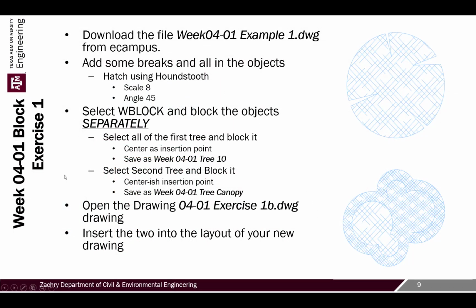So once again, here's what we're going to do in our first exercise. First, we're going to download our first drawing and open it up, and we have a couple of things to clean up. I'm going to add a little hatching and stuff like that. Then I'm going to use the W block command for these 2 different tree canopies and save them as 2 separate drawings.